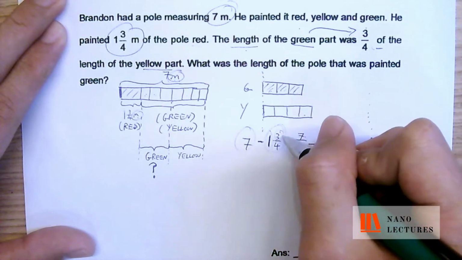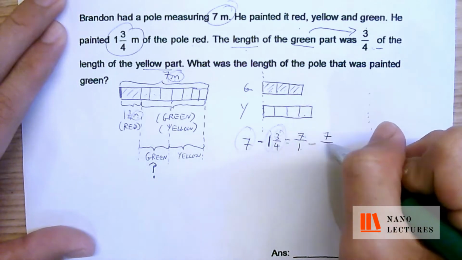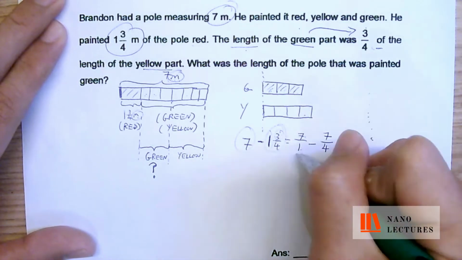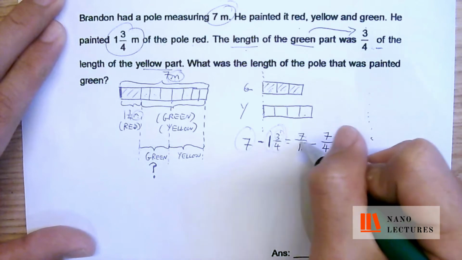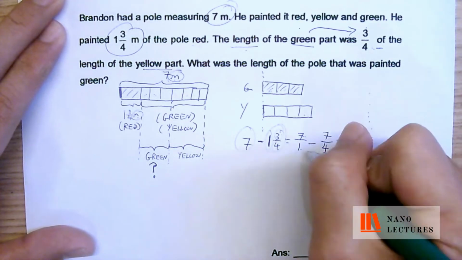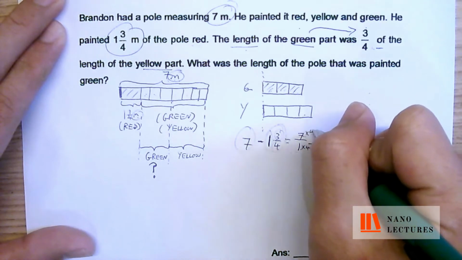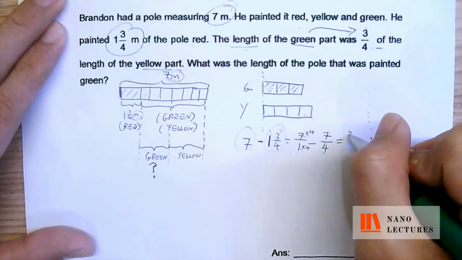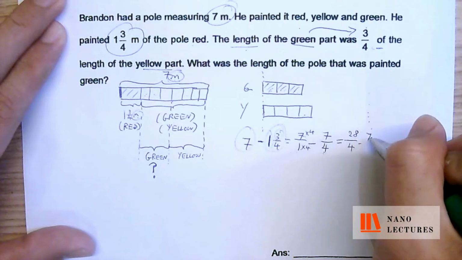1 times 4 plus 3 will give us 7, 7 over the original denominator 4. Now, how? Change it to the same denominator. If not, you cannot do subtraction, neither can you do addition. Times 4, times 4, what does that give us? 4 times 7, 28. Okay, over 4 minus 7 over 4.